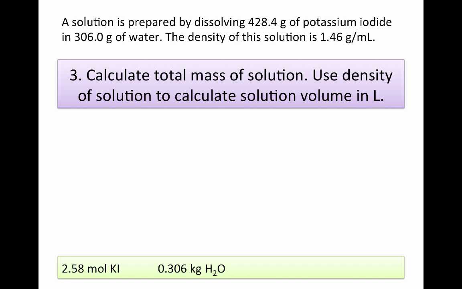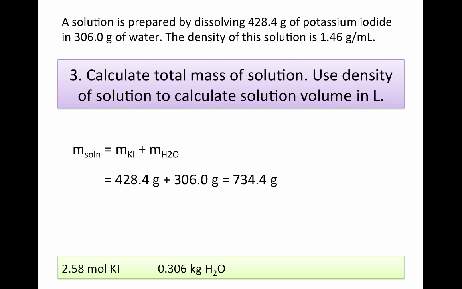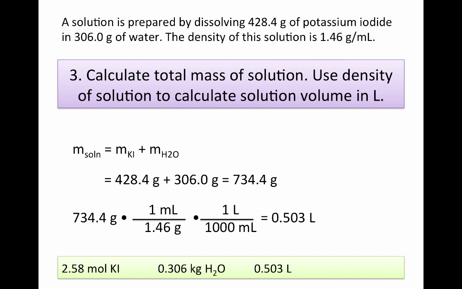So the total mass of the solution is going to be the mass of your solute, potassium iodide, plus the mass of your solvent, water, added together. That gives us 734.4 grams of solution. Now let's take that total mass and convert it to volume using density as our conversion factor. Remember, anytime you have to convert mass to volume or volume to mass, you're going to use the density. So here's our total mass multiplied by the conversion factor, where every milliliter weighs 1.46 grams.